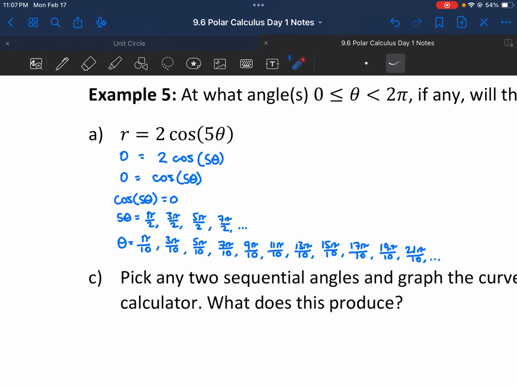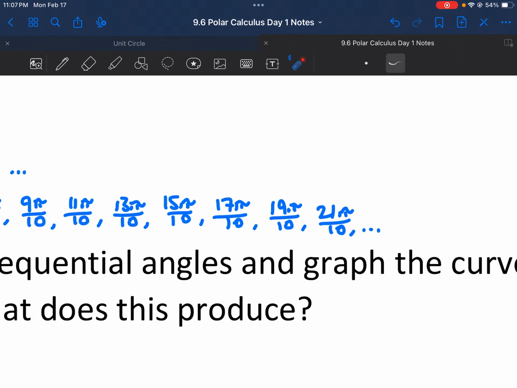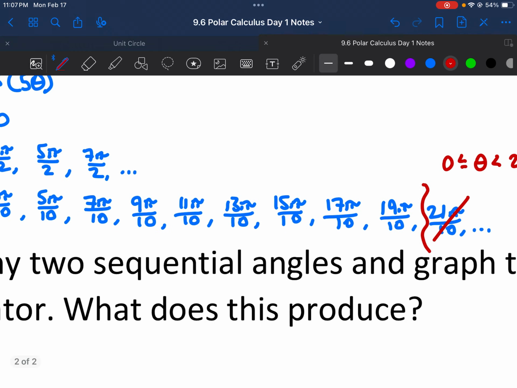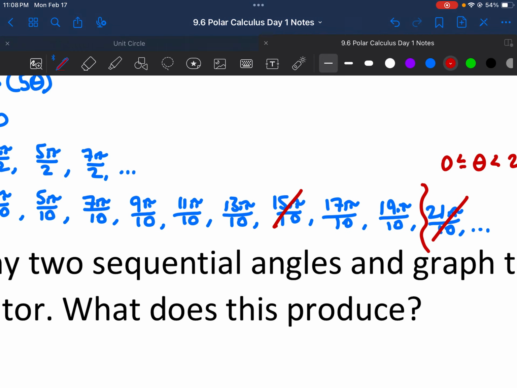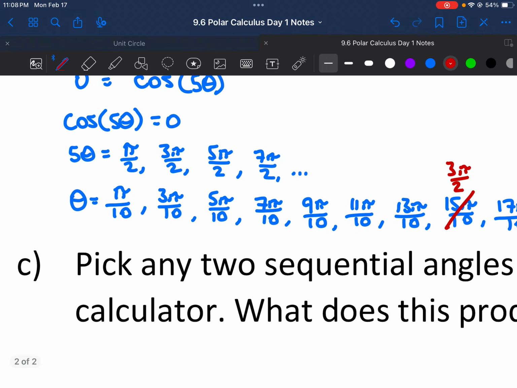Now remember, our cutoff is 0 to 2 pi. So we're cutting off right here. Anything beyond that 19 pi over 10 is no good. And some of these we can simplify, like the 15 pi over 10, that's 3 pi over 2. The 5 pi over 10, that's pi over 2. You could simplify those.